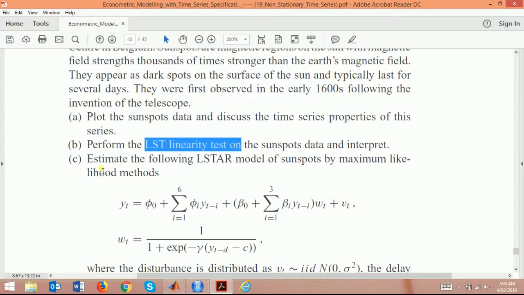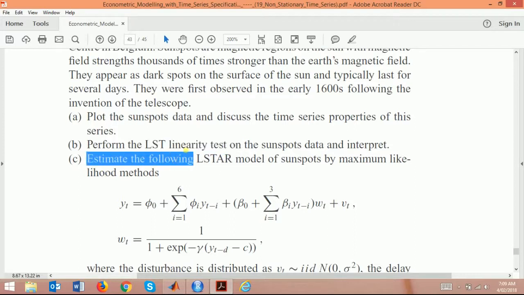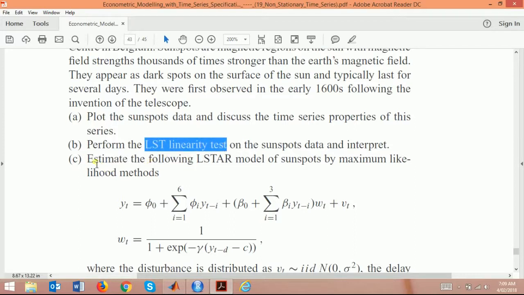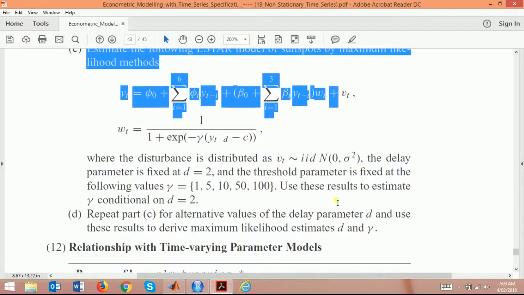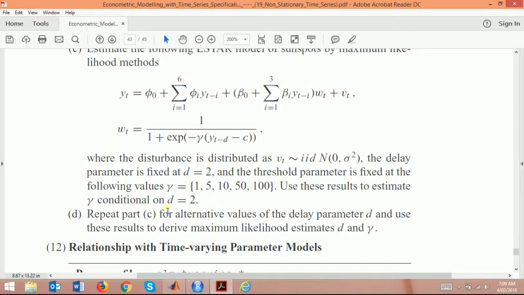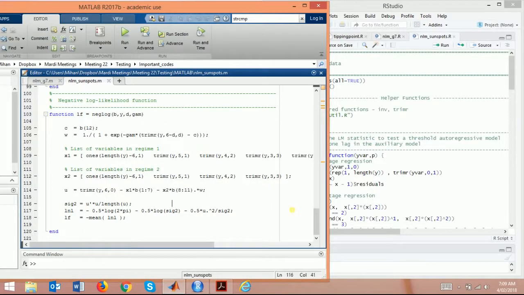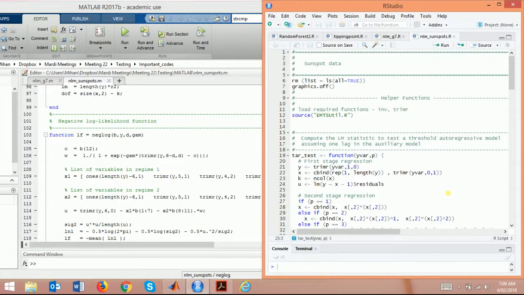Our test, and then again the same thing that we did. Then estimate the LSTAR model for sunspots by maximum likelihood estimation. Repeat for different delay parameters, to see how that affects the results. So what are the functions that we are going to use?